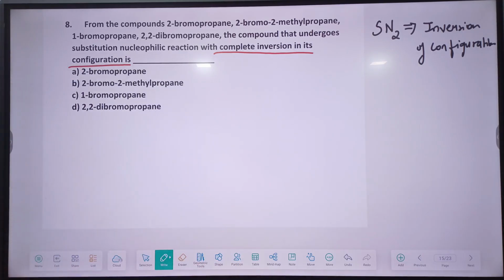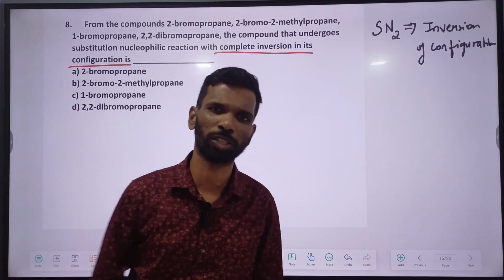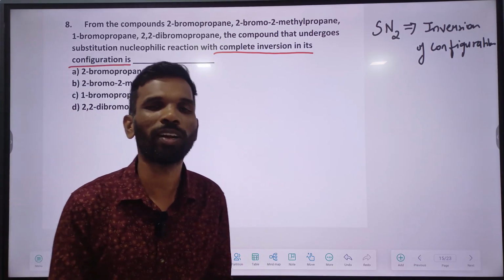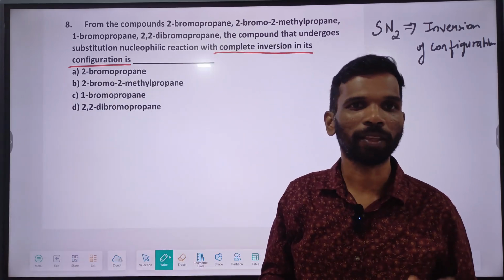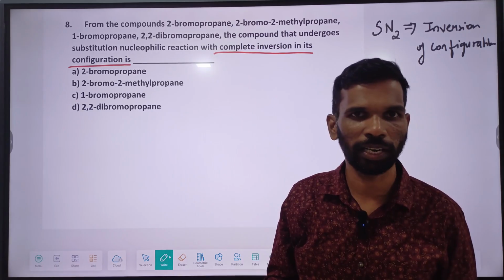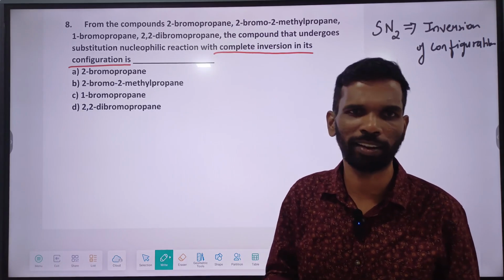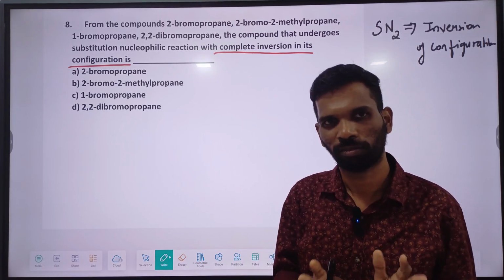Compound that undergoes substitution nucleophilic reaction with complete inversion of the configuration. First we'll understand what kind of alkyl halide these are. Among A, B, C, D, we'll understand the degree of the alkyl halide, whether it is primary alkyl halide, secondary alkyl halide, tertiary, right?